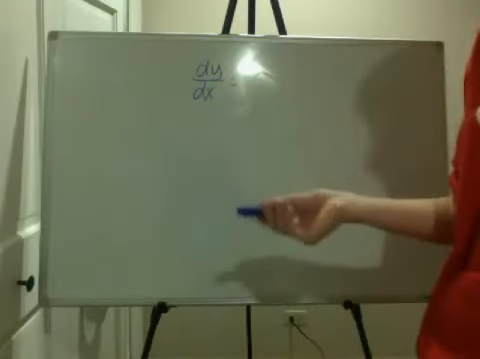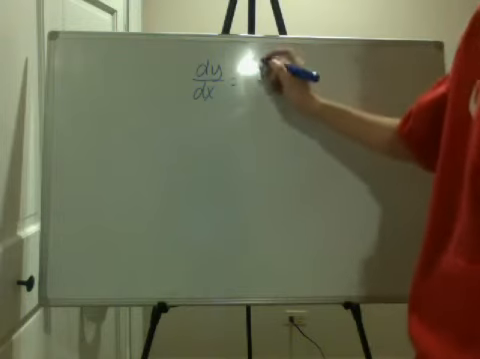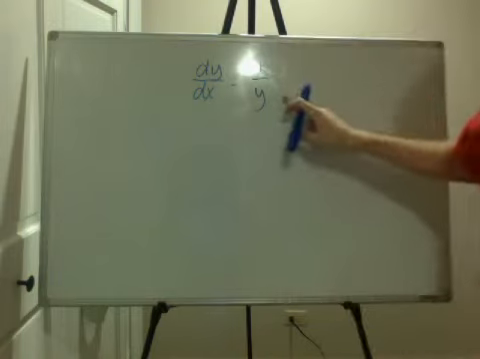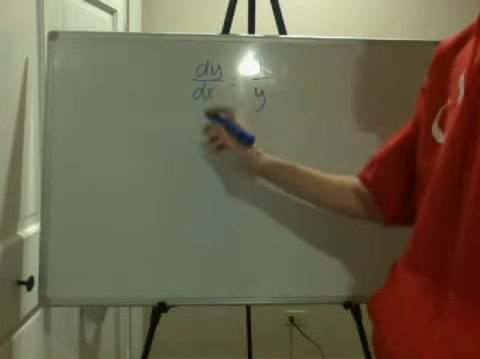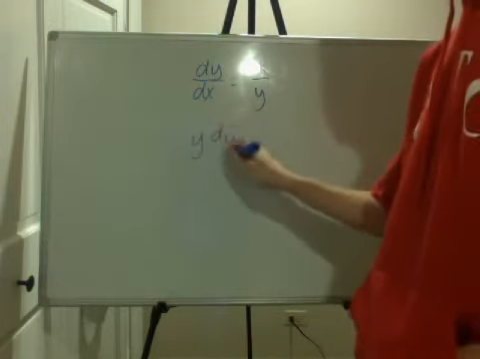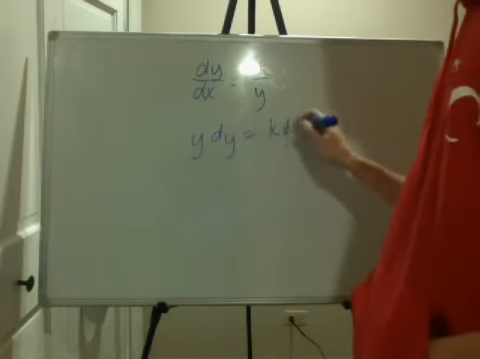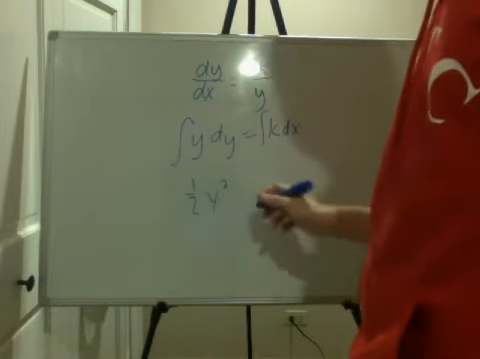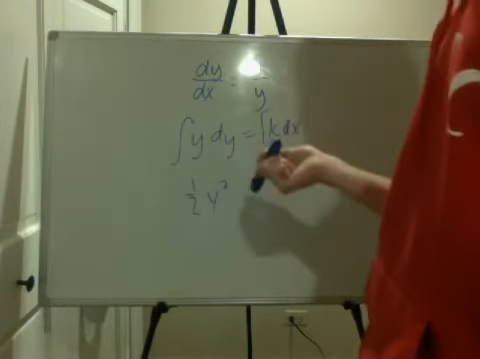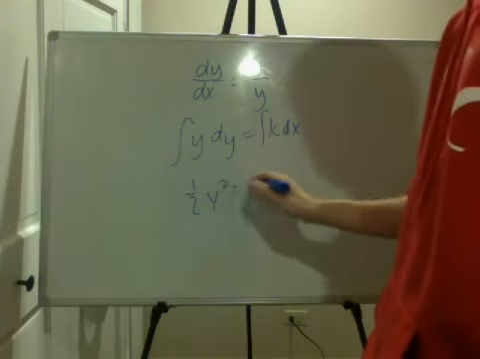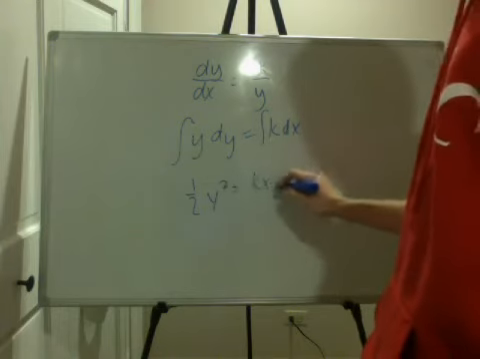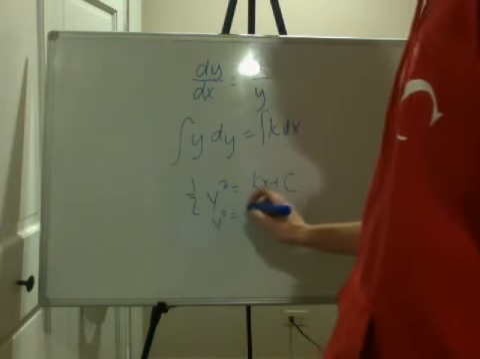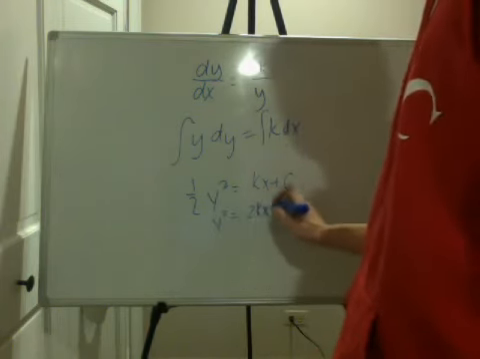Next one is going to be inversely proportional, and this would be if it's like 1 over y. However, once again, we have to multiply this by a constant, so it would be k over y. So what we're going to do in this situation is multiply the y over, so it would be y dy equals k dx. Take the antiderivative of both sides, and you get 1/2 y squared equals kx plus c. Multiply this by 2, and you get y squared equals 2kx plus c.